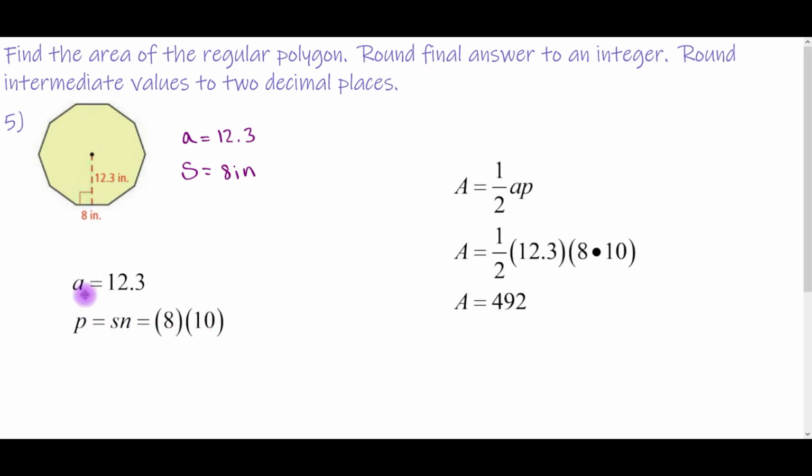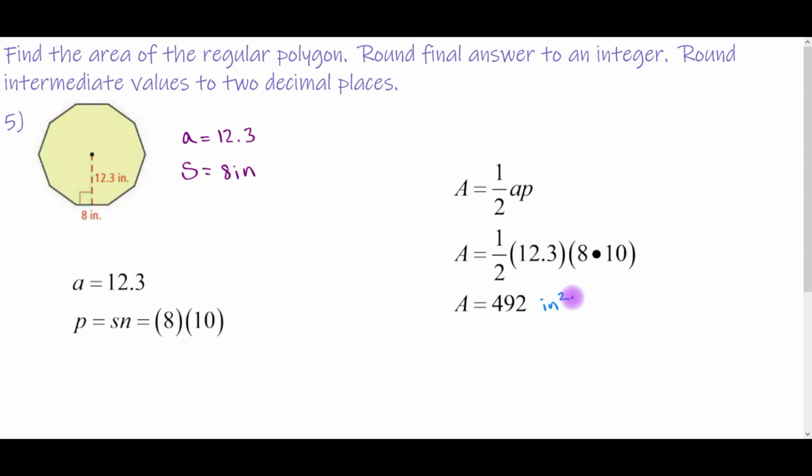Because I know the A and the P, I'm going to use the formula for the area of a polygon using the apothem measure: 1/2 times A times P. Just plugging in the values that I have, I end up with 492. And remember, in this case we want to put the units on there, and it's going to be inches squared.